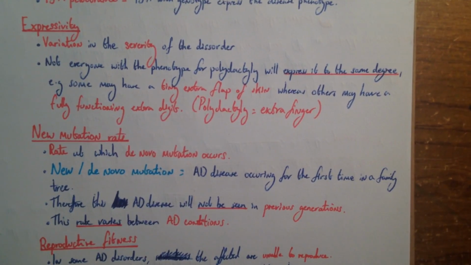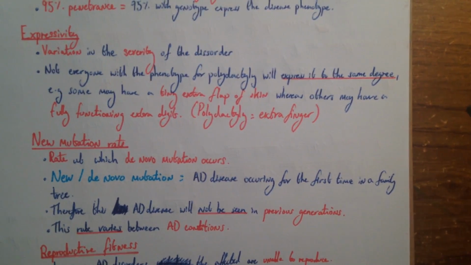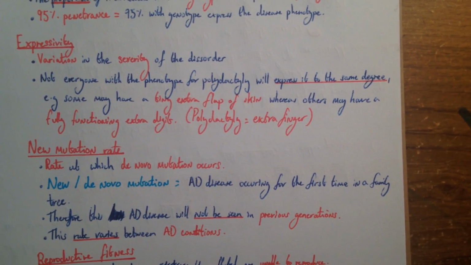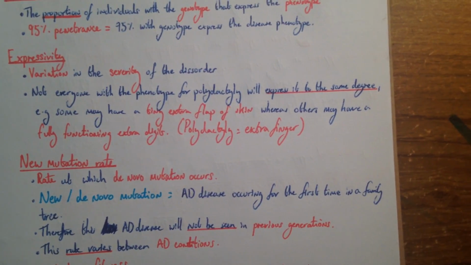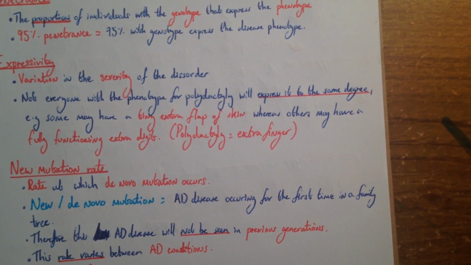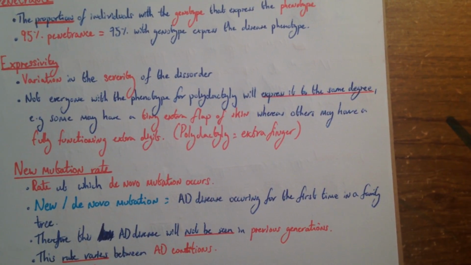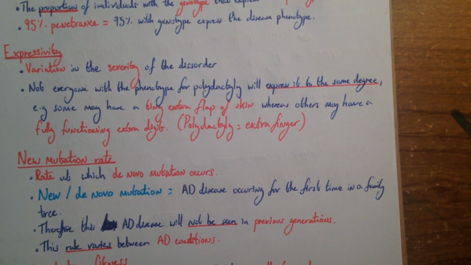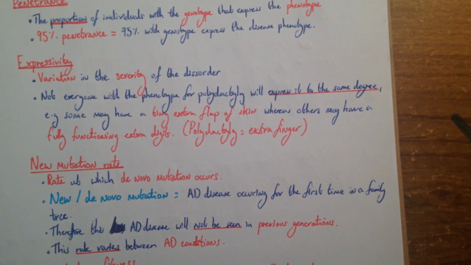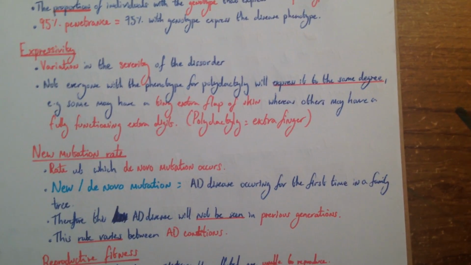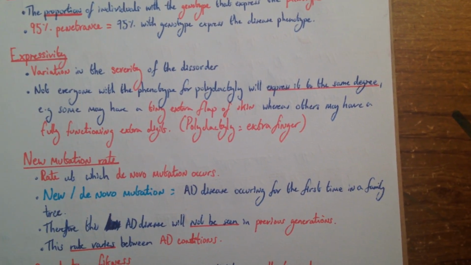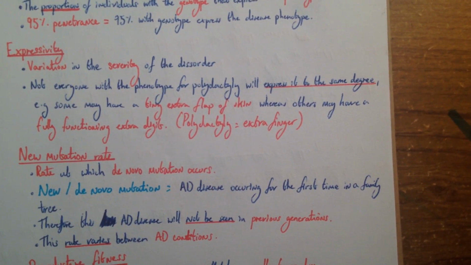Expressivity is the variation in the severity of the disorder. Not everyone with the genotype for polydactyly will express it to the same degree. Polydactyly means an extra finger. Some may have a tiny extra flap of skin, whereas others may have a fully functioning extra digit.